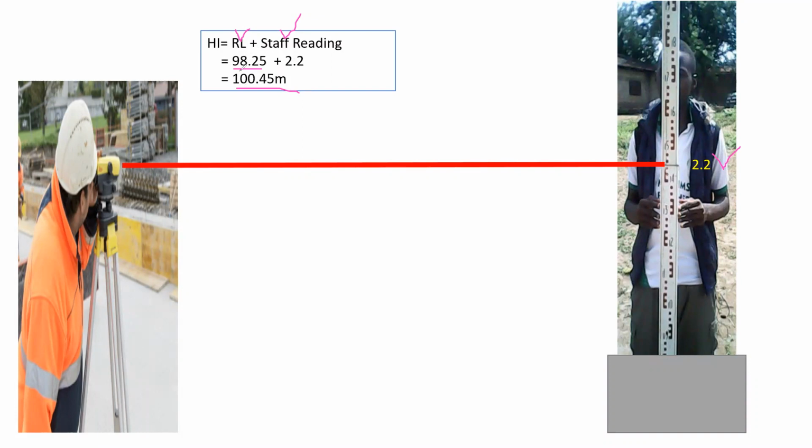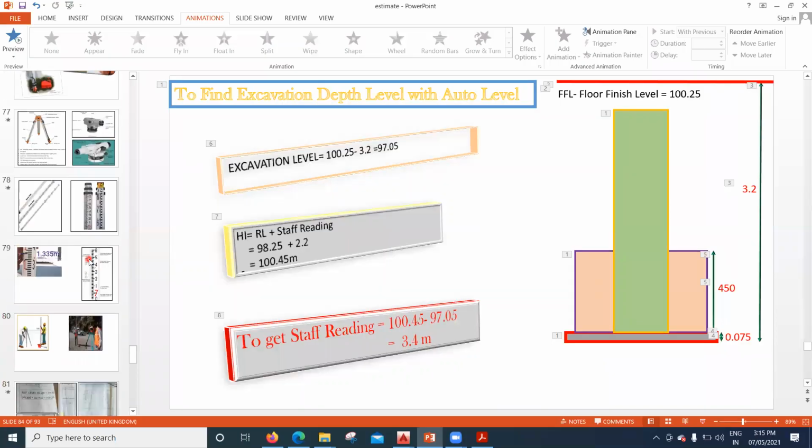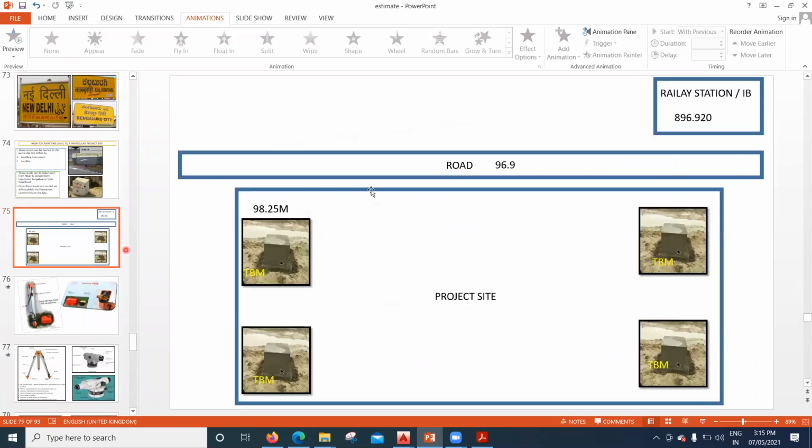Now coming to this 98.25 meter, from where we already created the benchmark on the site. I'll close this and go back. If you remember, this is 98.25 meter, whatever I've created on this particular bund. And I held my leveling staff over this particular bund. That is why I got the staff reading as 2.2 meter, and the top of this bund is 98.25 meter.